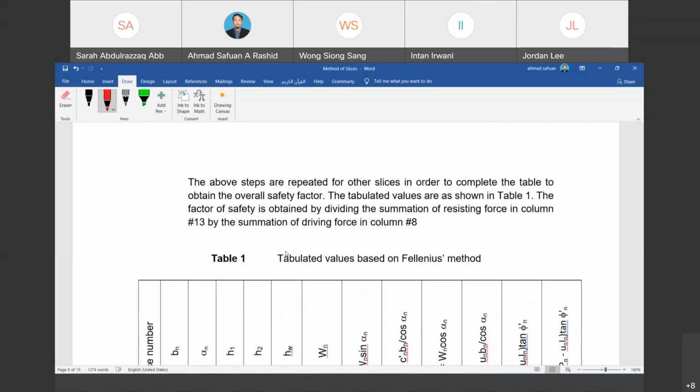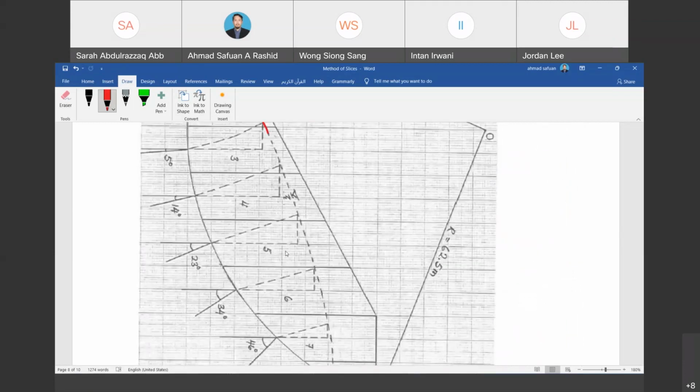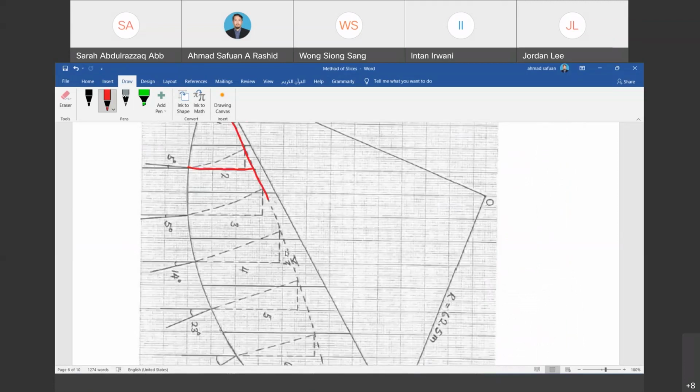Okay, it's very tedious if you want to determine the factor of safety manually. For example, for this case, this is the point of origin. Then we need to change the location here, slightly to the left, to the right, down, above.